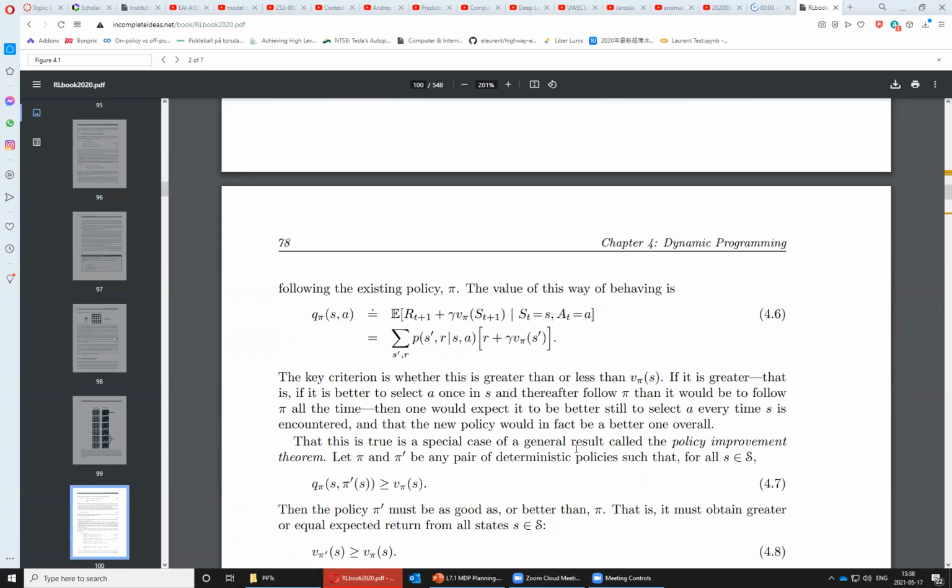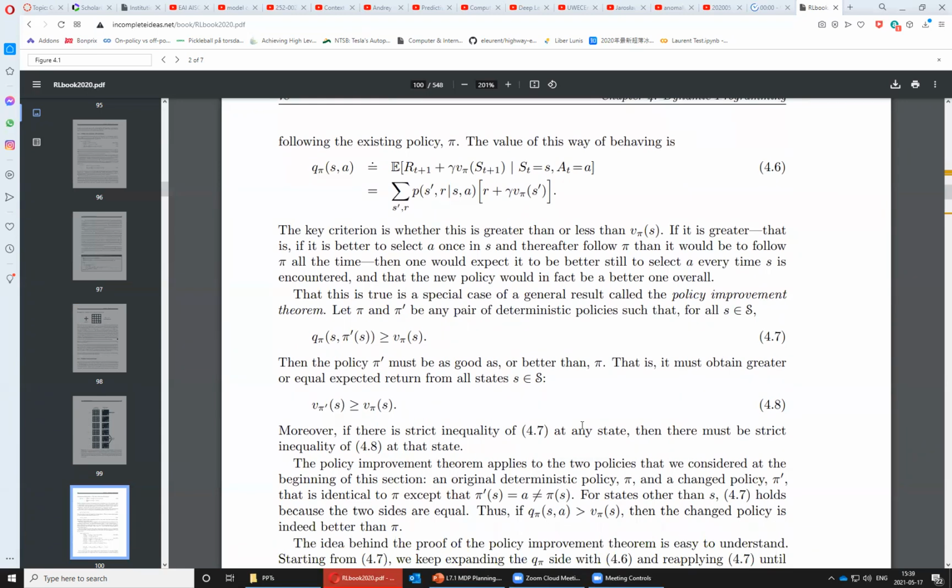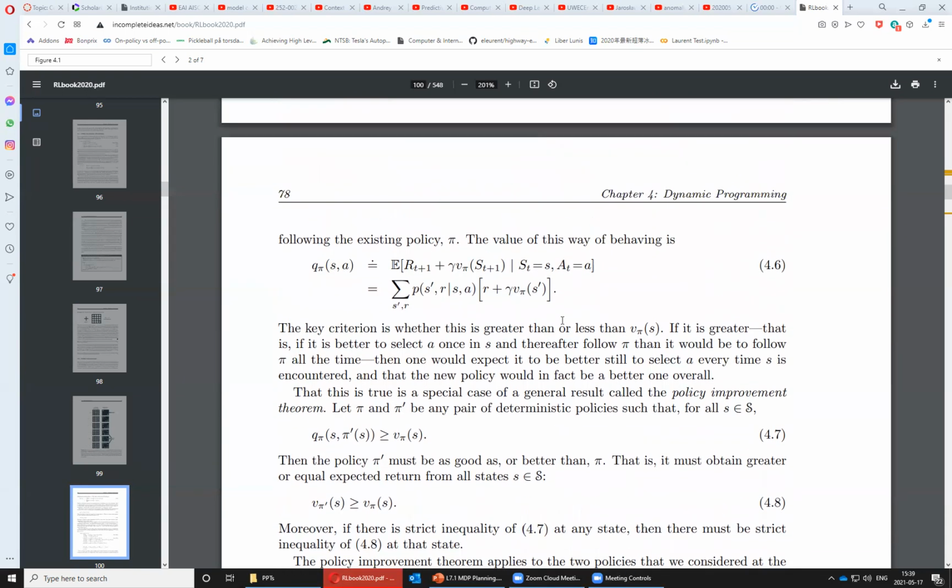So this is the policy improvement theorem. That is, if you have any pair of deterministic policies such that for all s, q pi of s, pi prime of s is greater than or equal to v pi of s, then policy pi prime must be as good as or better than pi. This is saying that suppose you have a policy pi, and you take a new policy pi prime and take a single move with pi prime and then follow pi afterwards. Then the policy improvement theorem says that if that gives you a better value function, then that policy pi prime is a better policy.